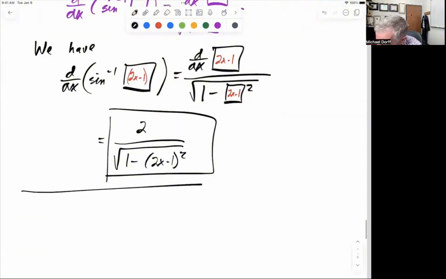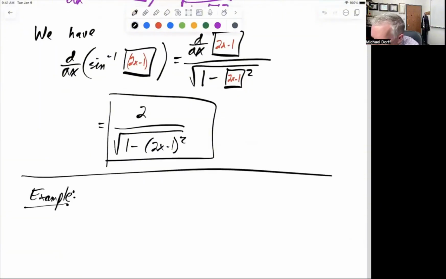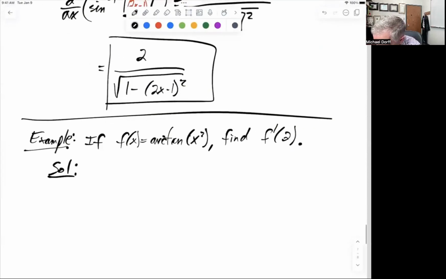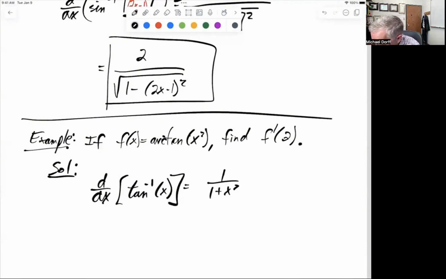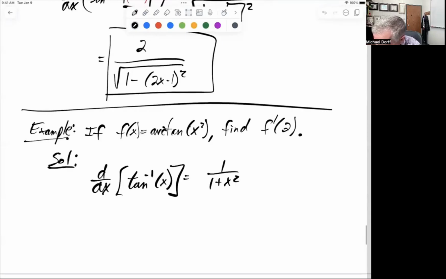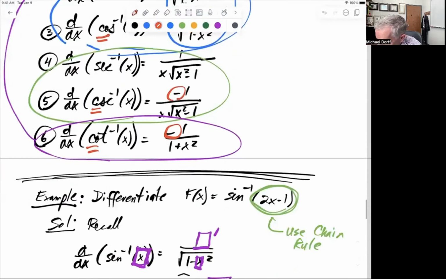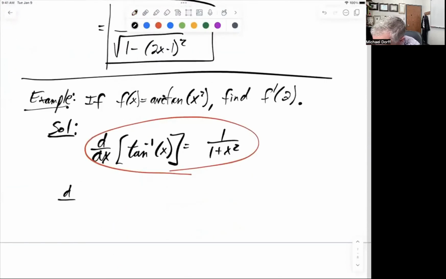Let me just do one last example here. If f of x equals arctan of x squared, find the derivative evaluated at 2. So we need to remember the derivative of arctan, or inverse tangent. The derivative of inverse tangent of x equals 1 over 1 plus x squared. That was what we had earlier, number 1 up here, so that's where we get that from. And I'm going to be using the chain rule, because notice I don't have just an x there, I've got the x squared.